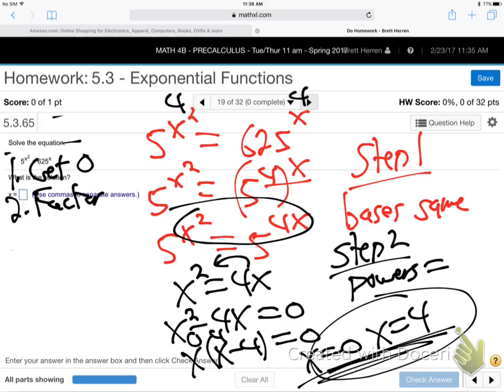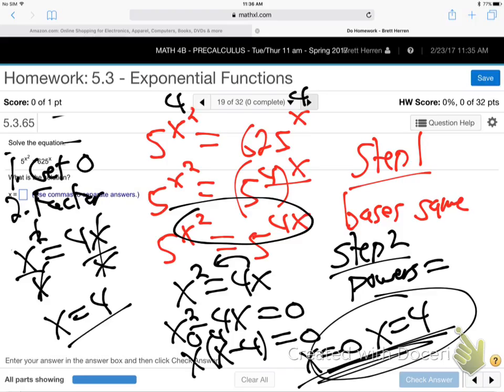Now, a good question was asked. Can't we just take x squared as 4x and just basically divide both sides by x? Boom. And x squared over x is just x is 4. That's easier than all that 0 factoring stuff. It is easier, but what did we lose? We lost x equals 0. Where did x equals 0 go?